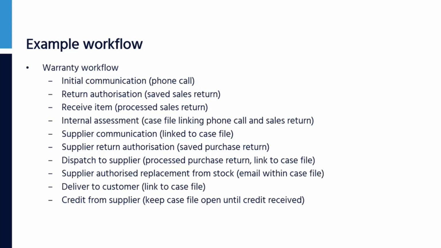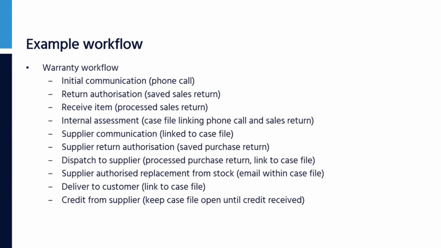You can have some fairly elaborate workflows as well. So things like a warranty workflow: the initial communication from the customer with the issue could come in via a phone call or an email. So that gets recorded as a phone call. You may be satisfied to then go, okay, I'm going to authorize the customer to return this item. So I'm going to do a save sales return as my return authorization, send it on to the customer, receive the item back, process the sales return, and then go, okay, this is something we're going to have to investigate a bit more. So we'll now create a case file, link the phone call and sales return that have already been done, and start discussing with the supplier what's involved.